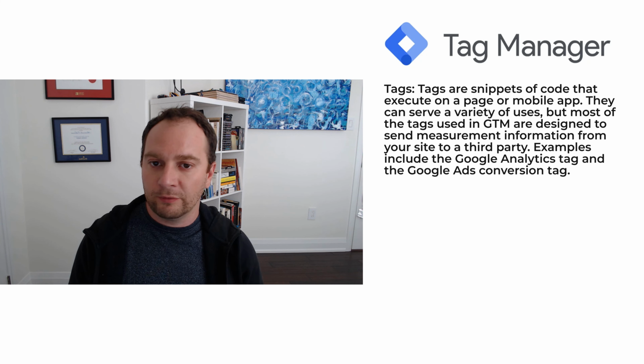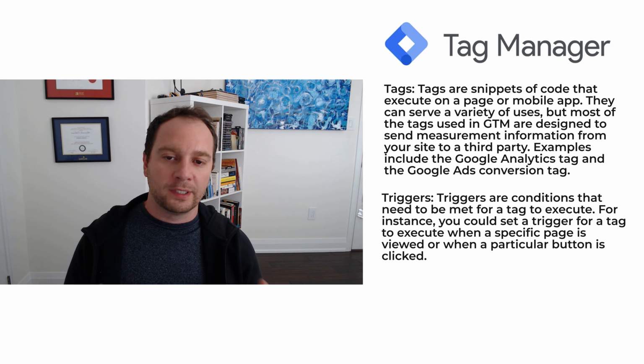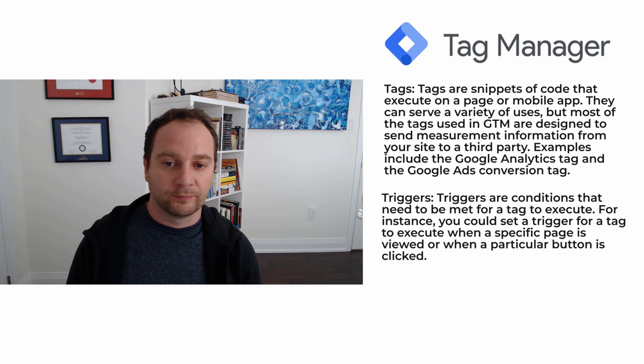Another aspect of Google Tag Manager in the interface, these are triggers. Triggers are conditions that need to be met for a tag to execute. For instance, you could set a trigger for a tag to execute when a specific page is viewed or when a particular button is clicked.